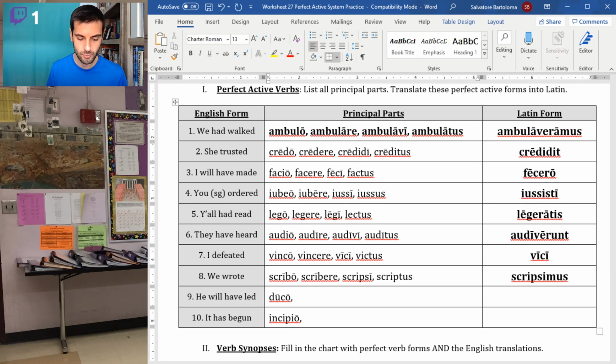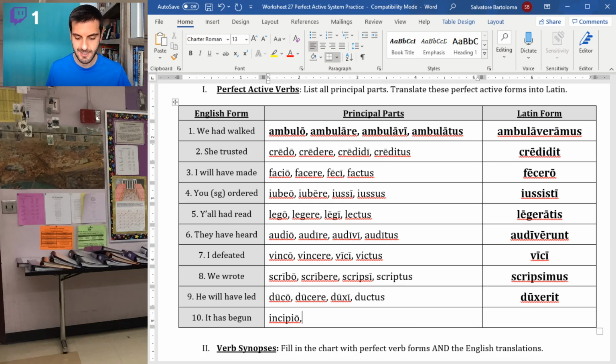The verb lead, duco, ducere, duxi, and ductus. X in the third principal part is a common form as well. He will have led, so dux is my stem from the third principal part. He, so it's going to be third person singular, will have. So ero, eris, erit. Duxerit.